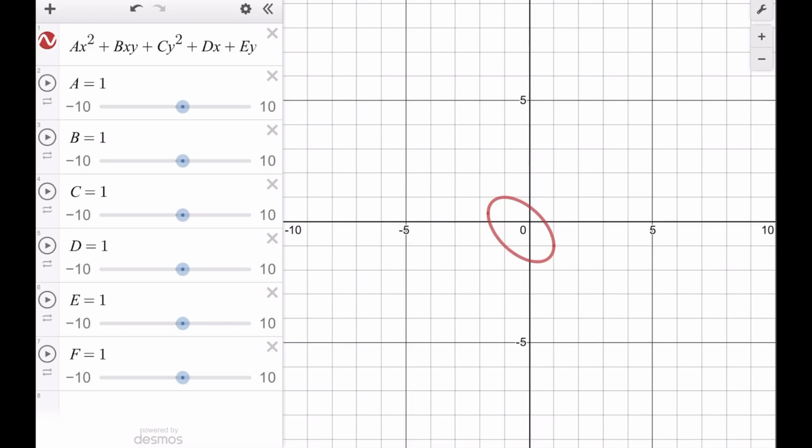All right, so here we have our first conic, and it just looks like this sideways oval. And instead of calling this an oval, I'm going to refer to this as an ellipse, which is its proper name.